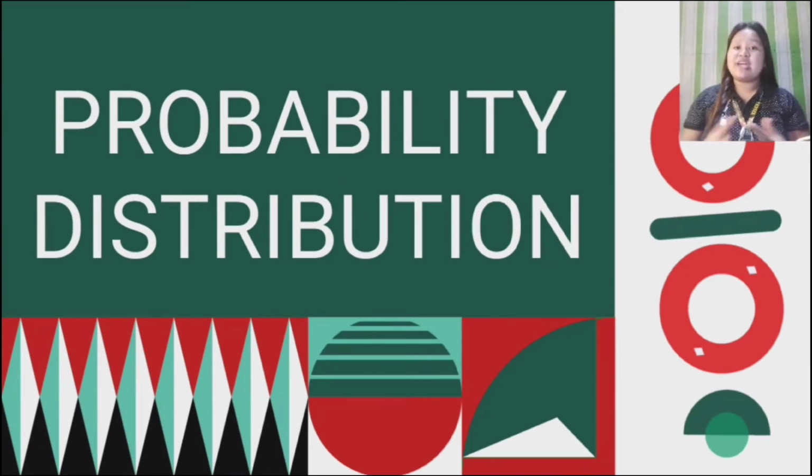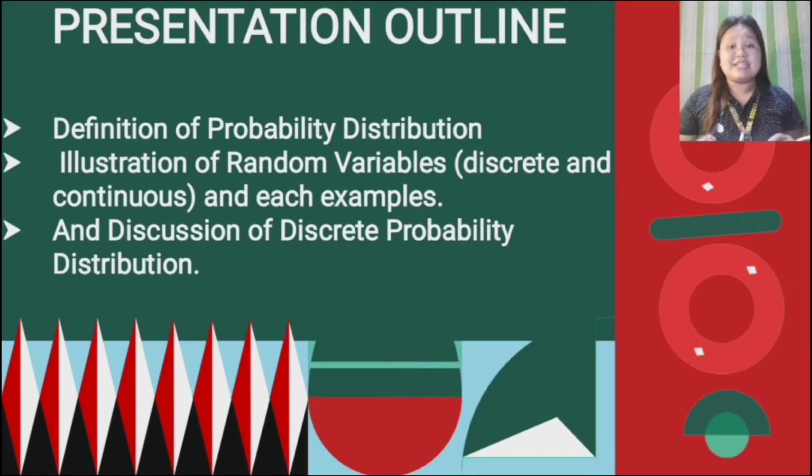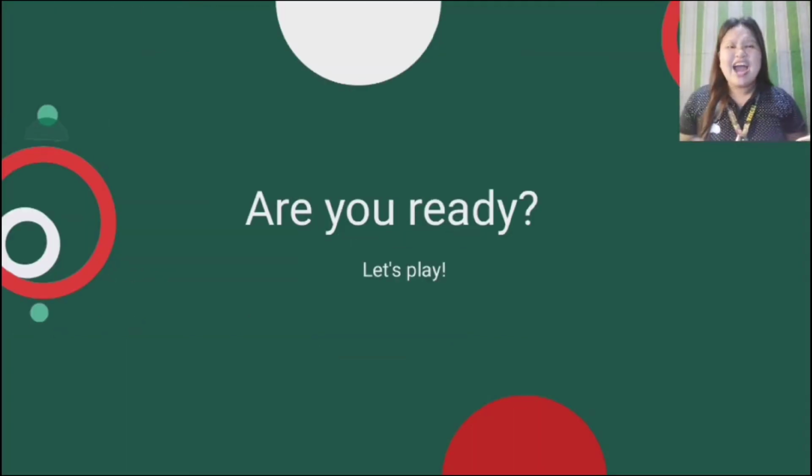I am Joljin J. Talisayan, and for today's discussion, we're going to tackle the probability distribution. Before anything else, I will present to you the outline of the discussion. First, we have the definition of probability distribution. Second, illustration of random variables, discrete and continuous, with each example, and discussion of discrete probability distribution. Are you ready? Let's start!